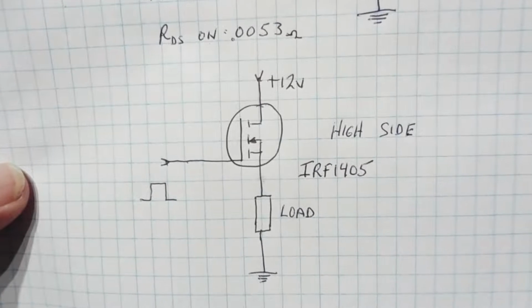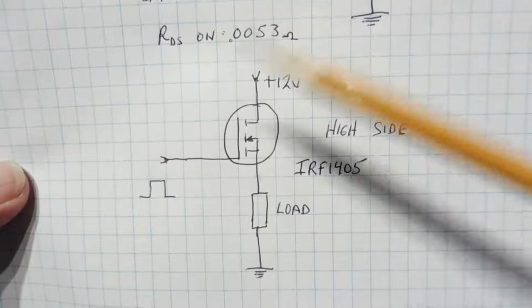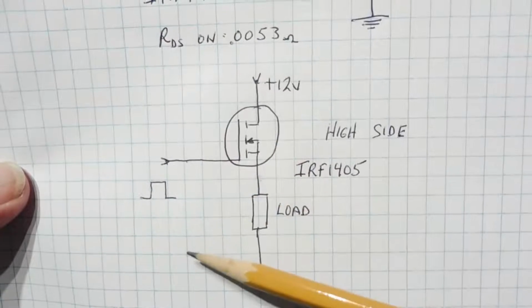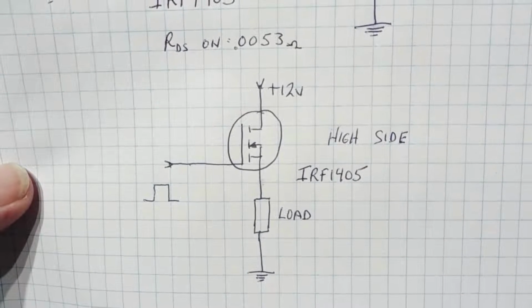So we need a bootstrapping circuitry that will enable us to do that. With the bootstrapping circuitry, it will give us 24 volts between the gate and ground, and that will enable us to turn on the transistor properly.